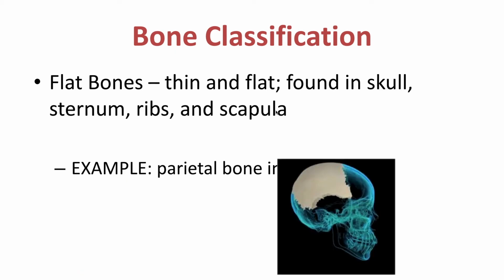Third are your flat bones. These are thin and flat. These are found in your skull, your sternum, your ribs. I misspoke earlier, my apologies. And your scapula. And a fantastic example is the parietal bone in your skull. And that's the parietal bone right here.